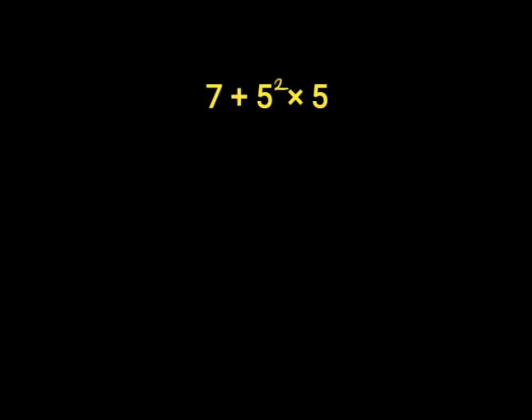7 plus 5 to the power of 2 times 5. First of all, we are going to solve our exponents, which is 5 to the power of 2. 5 to the power of 2 is 5 times 5. 5 times 5 will give us 25. Then we have 7 plus 25 times 5. 7 plus 25 will give us 32. Then we have 32 times 5. 32 times 5 is equal to 160.